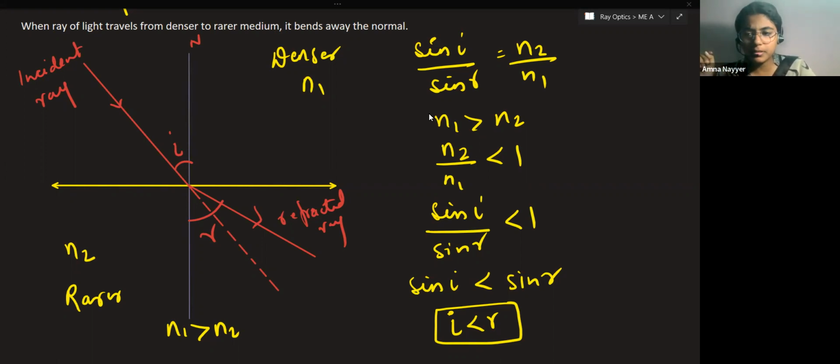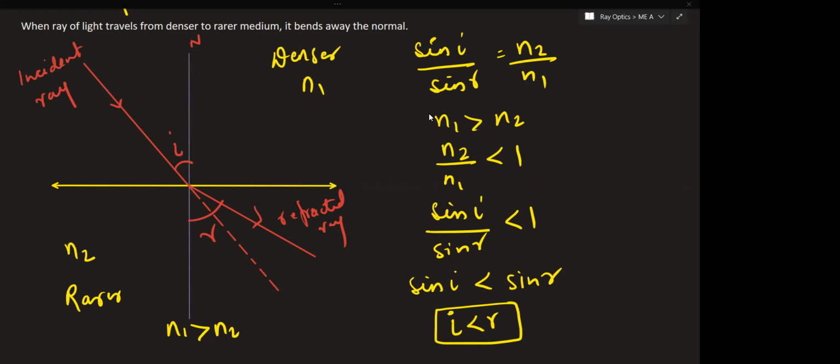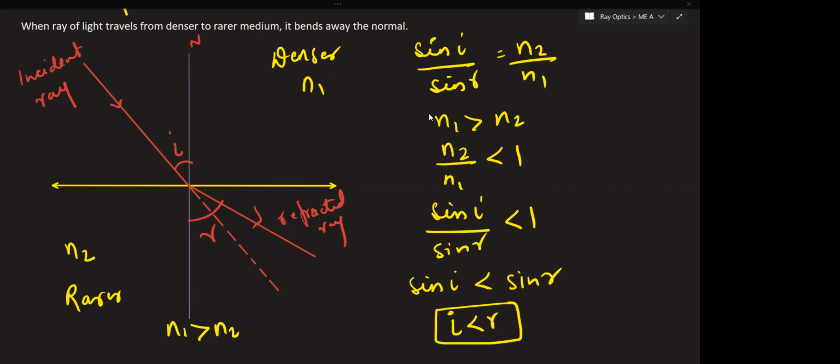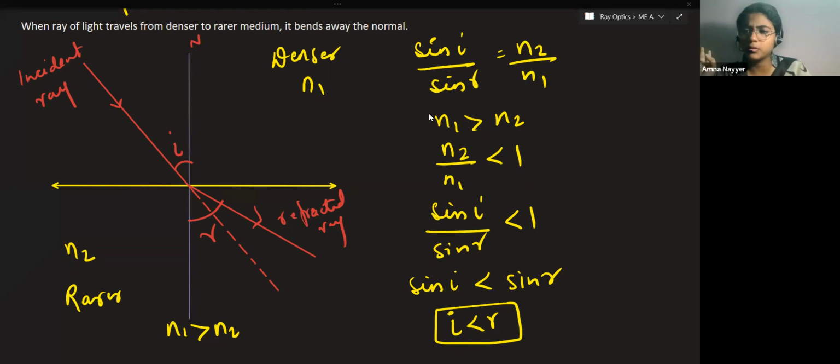Anushka, what was your syllabus for this exam? Ma'am, I have the complete first book, and the second book, this chapter we are doing currently. So this chapter is also included. Ray optics is not included. So complete first book. Yes, ma'am. Okay.